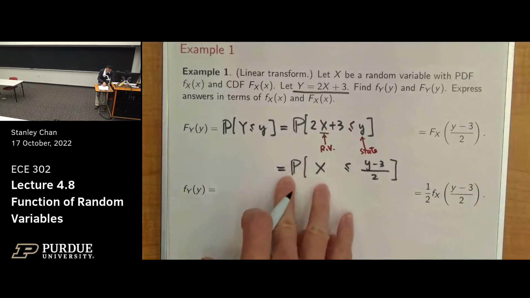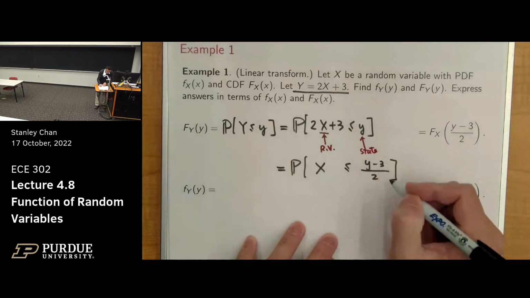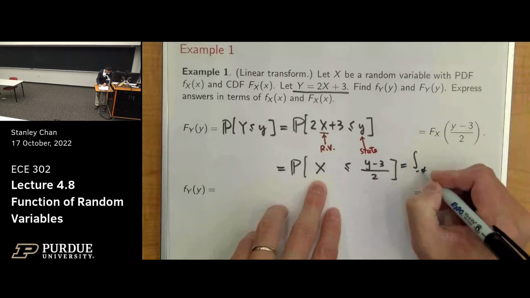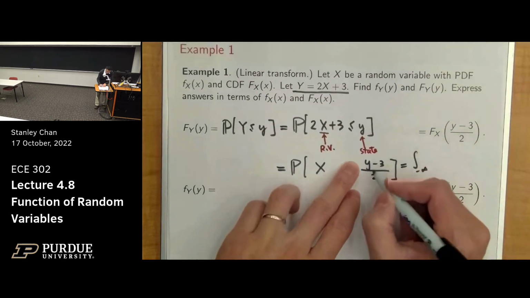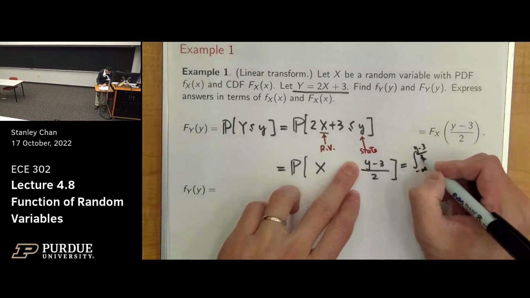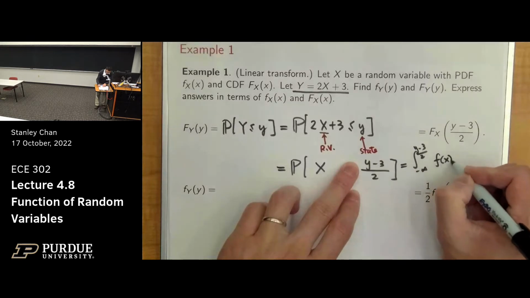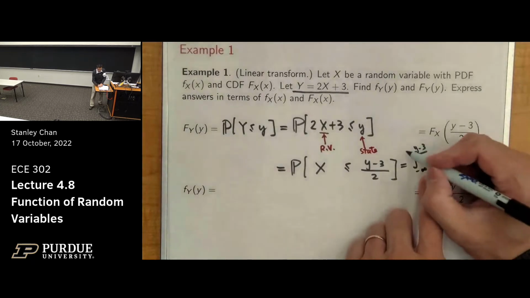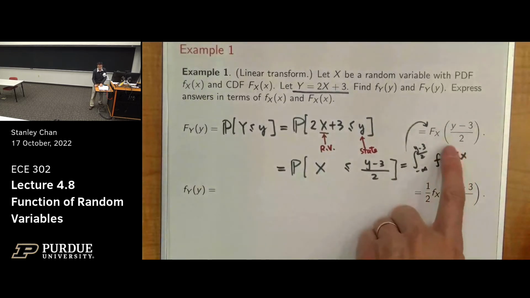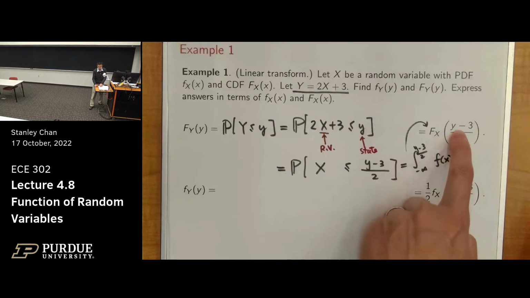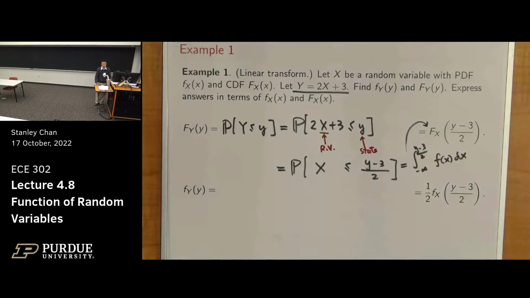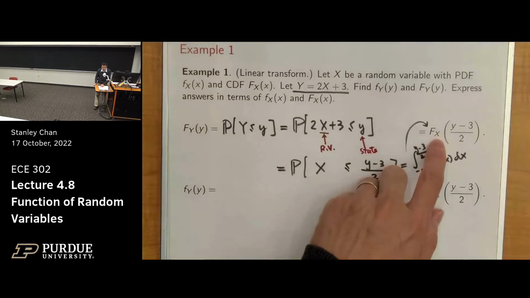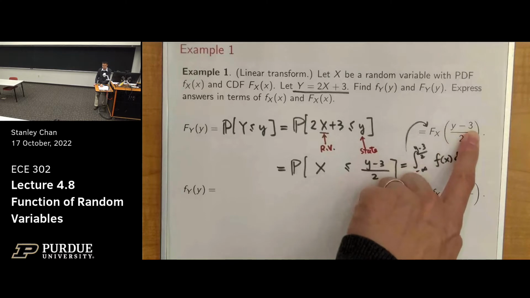Okay, so this is a probability. And what is this probability? This is just the integration of this random variable from minus infinity up to a point. The point is (y minus 3) divided by 2, using your f_X dx. And what is this? This is nothing but just the CDF of the random variable X evaluated at (y minus 3) divided by 2. And therefore, I have found the CDF of Y, which is the CDF of X evaluated at (y minus 3) divided by 2.